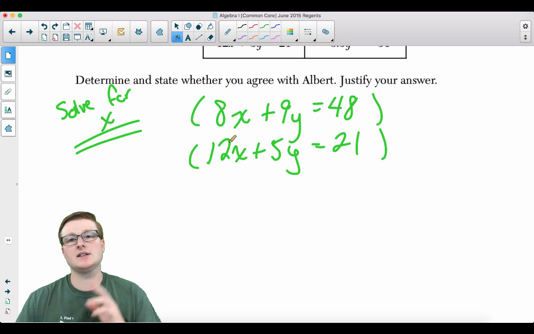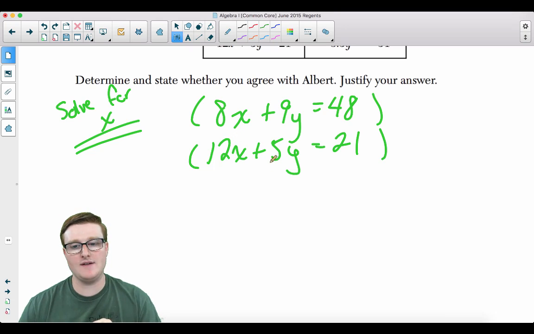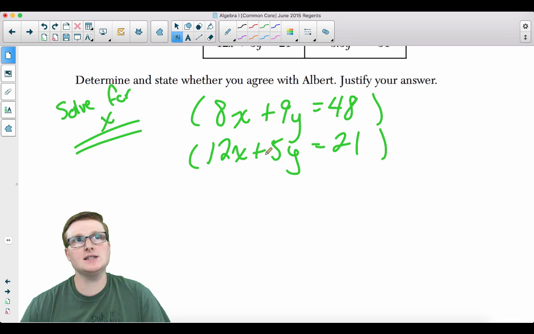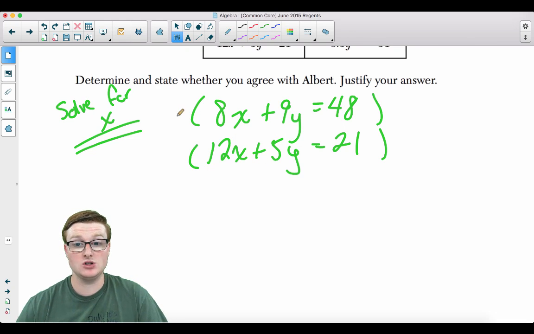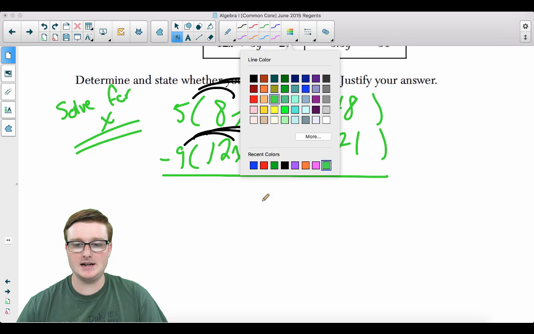I need to multiply the top and the bottom equations by a number that could cancel out the y values. Now, 9 and 5. The least common multiple of 9 and 5 is 45. So I'm going to multiply the top by 5, and I'm going to multiply the bottom by -9. Now, I'm going to distribute in.